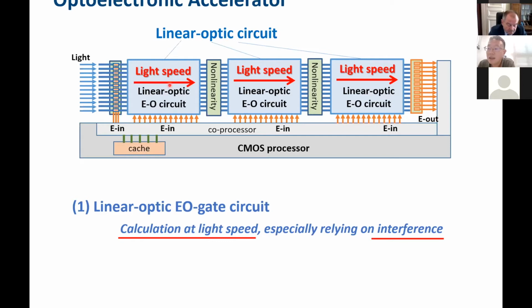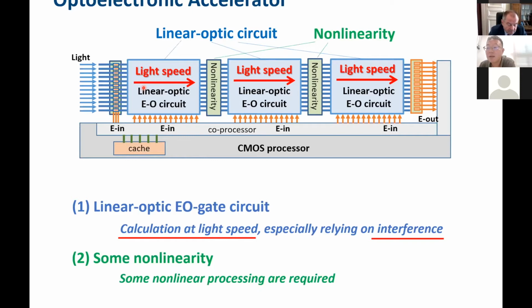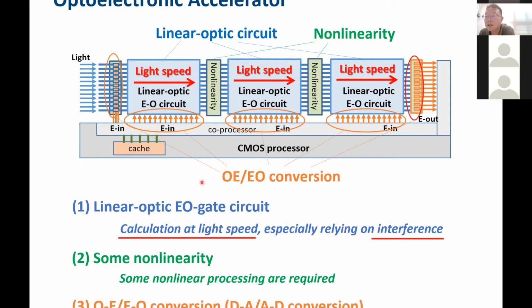And this linear optic circuit is set by an electronic signal, and the calculation is done by light propagation from here to there, at the speed of light. And in many cases, this circuit utilizes light interference. The second part is here. It's a nonlinear element. In many situations, we need some nonlinearity. The last part is OE and EO conversion.